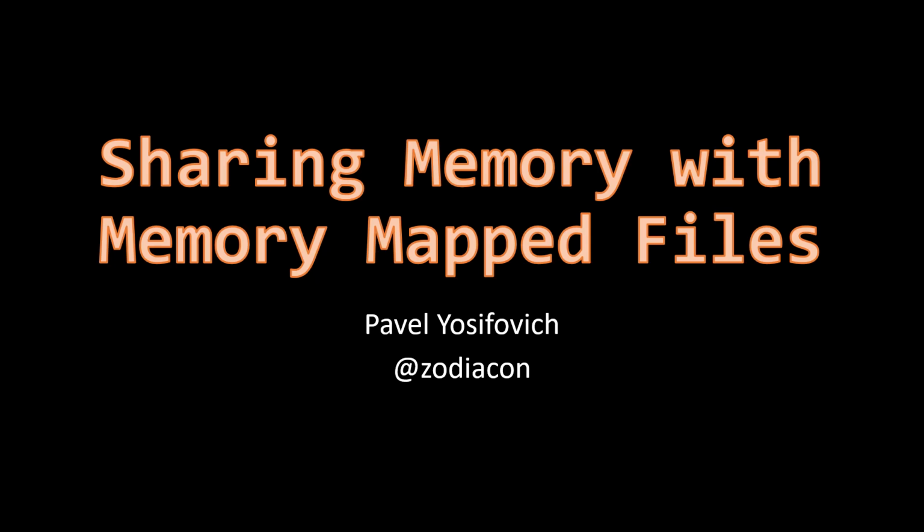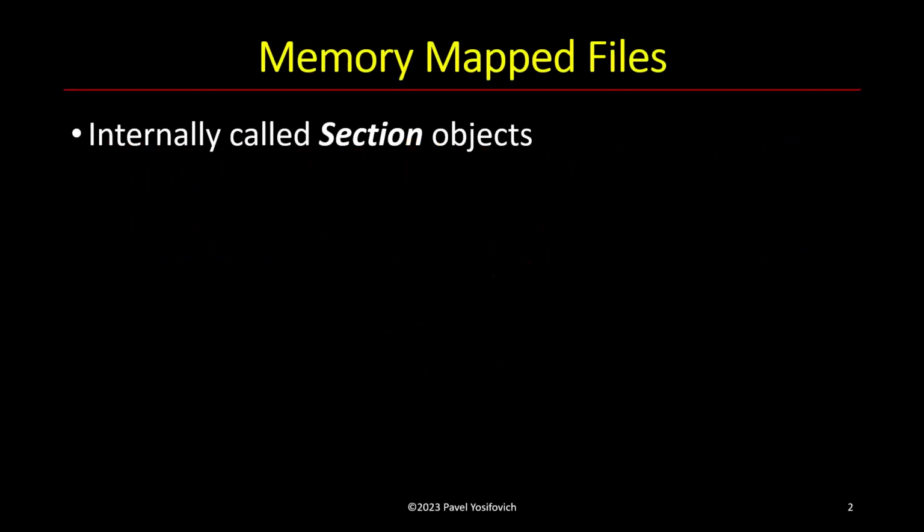Hi, and welcome to this video about sharing memory between processes using memory mapped files. So what are memory mapped files? These are known as section objects. This is the actual kernel object type within the Windows kernel. In user mode parlance, they're called memory mapped files, but these are the same ones.